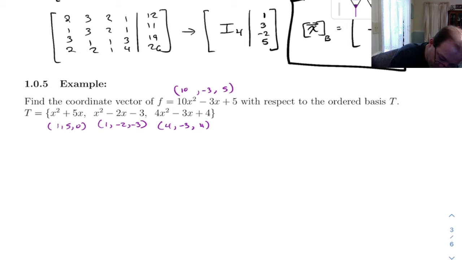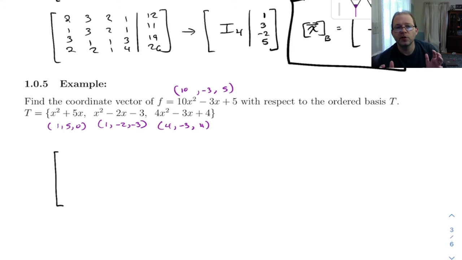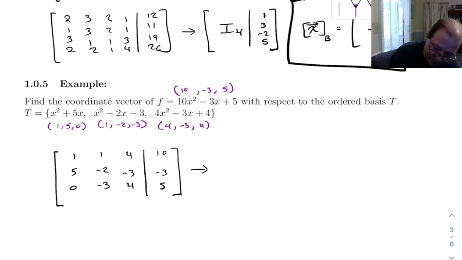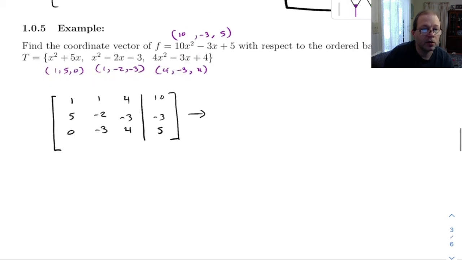Let's write this as a matrix then. One thing, these vectors always become columns in the matrix. They don't become rows. So let's see, we get 1, 5, 0, 1, -2, -3, 4, -3, 4, augmented with 10, -3, 5. And then we'll row reduce that.